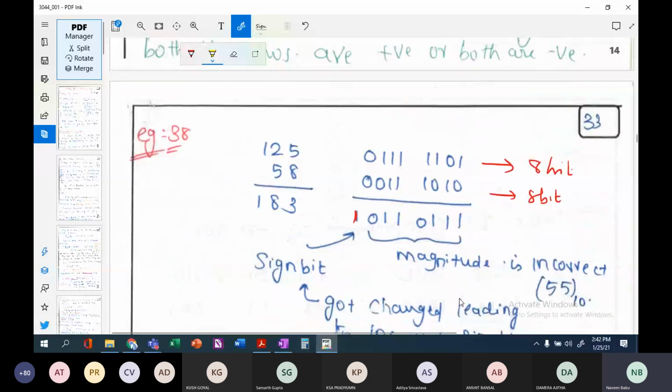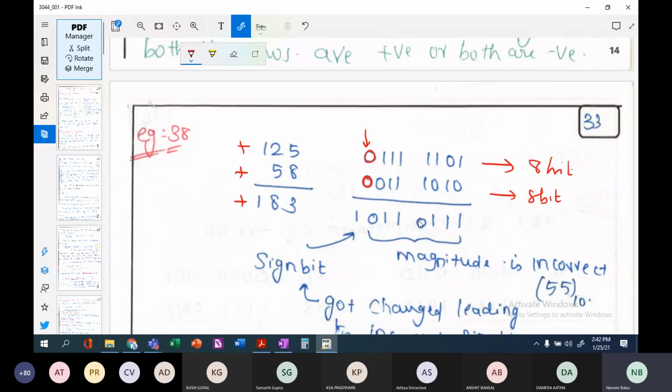I'll tell you what the problem is here. I'm just repeating this particular part again. Now you are adding 125 plus 58. This is a positive number, this is a positive number, and the resultant is also a positive number, plus 183. Now, if you add these two, obviously we know that this is a sign bit. 0 represents that 125 is a positive number. The 0 here represents that 58 is a positive number.